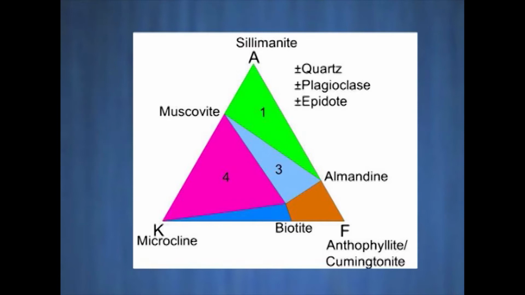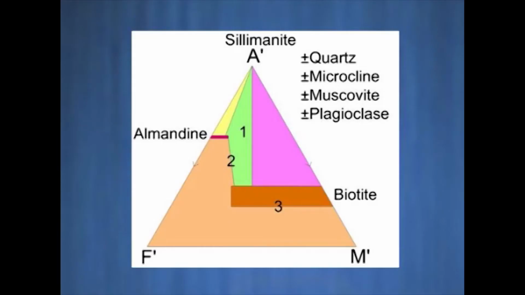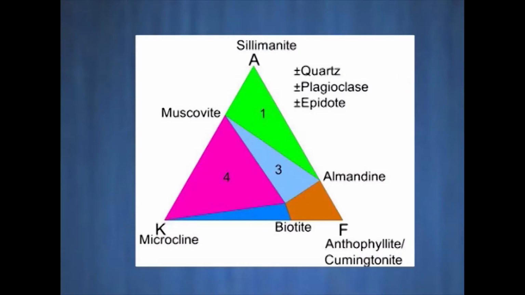Now, the third assemblage is almandine plus or minus biotite plus or minus muscovite plus or minus microcline plus or minus plagioclase plus or minus quartz, also known as almandine biotite gneiss. The fourth assemblage is sillimanite, biotite, muscovite, microcline, plagioclase plus or minus quartz, also known as sillimanite biotite gneiss. The fifth assemblage is biotite, muscovite, microcline, plagioclase plus or minus quartz, also known as biotite gneiss.